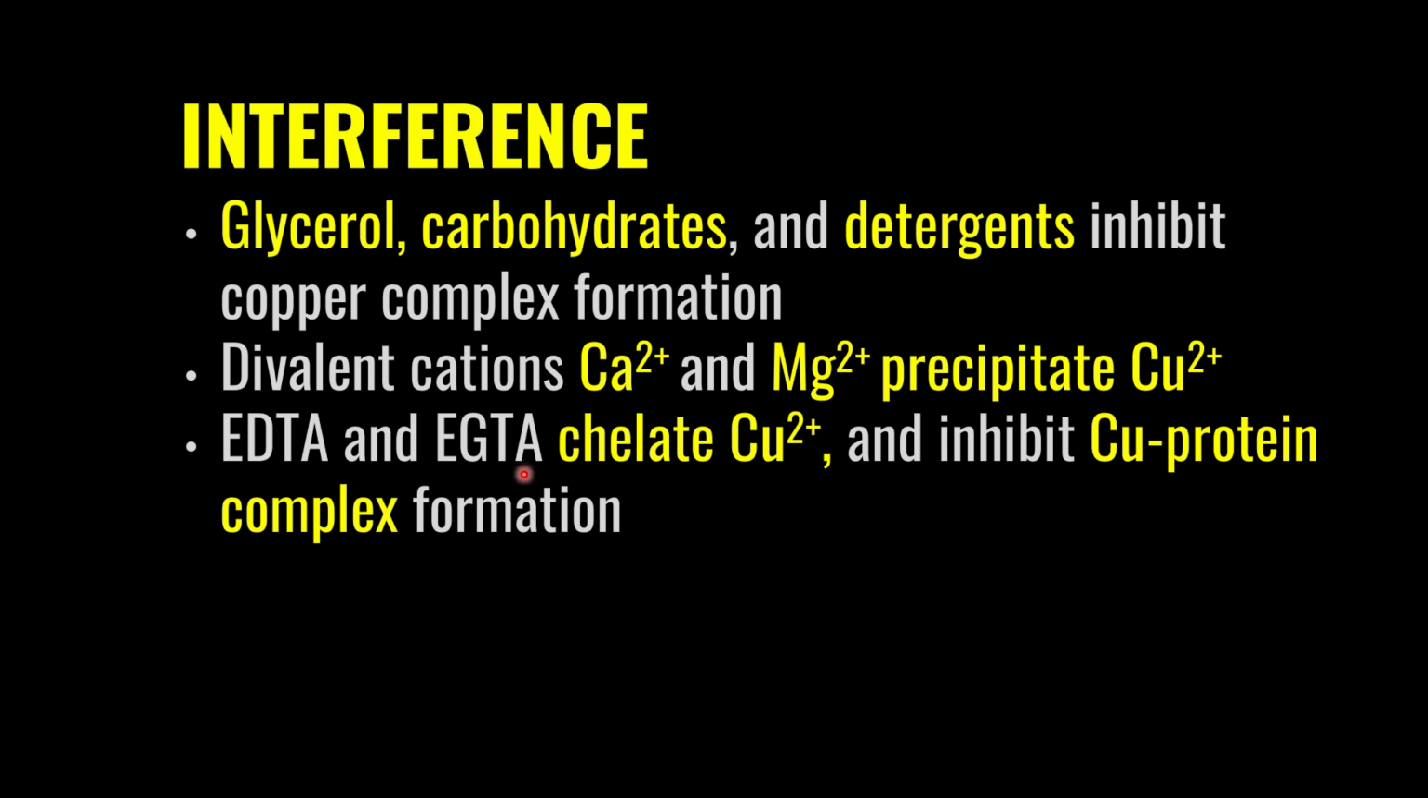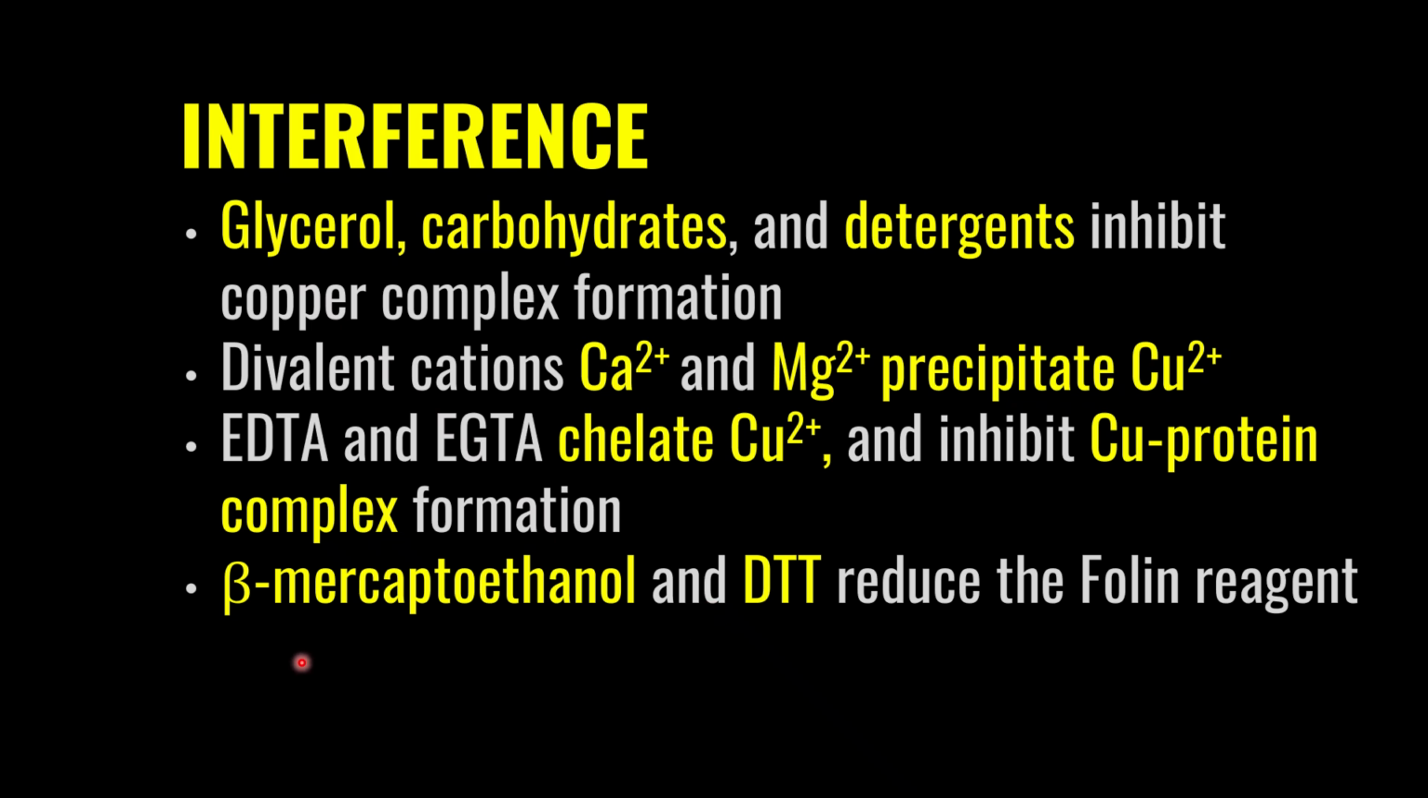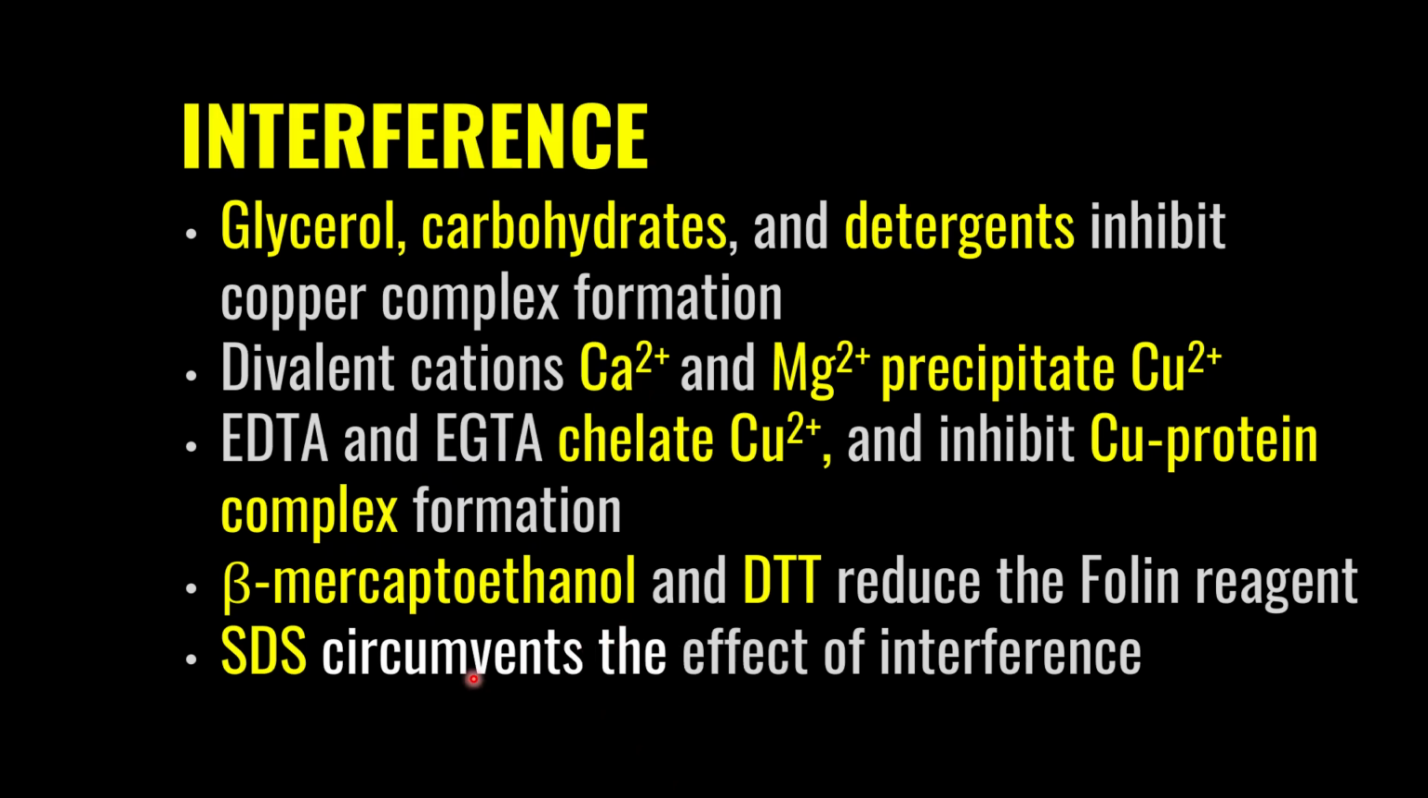EDTA and EGTA are commonly used as protease inhibitors while you are preparing your protein samples. In addition, beta-mercaptoethanol and DTT are commonly used as protease inhibitors. They also reduce Folin reagent independent of protein, and therefore they will give a false overestimation of protein in the sample. However, there are certain chemicals such as SDS, which is known to circumvent the effect of interference.